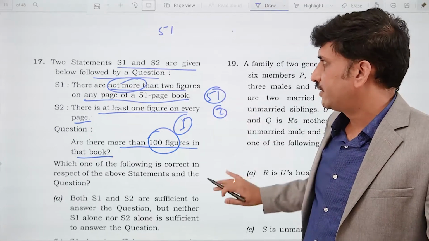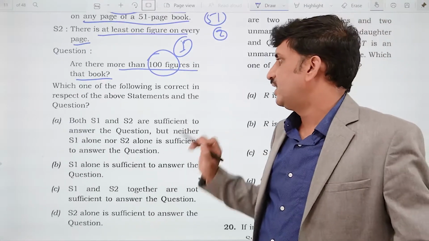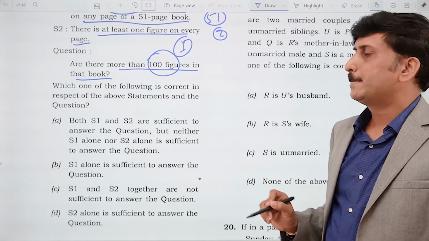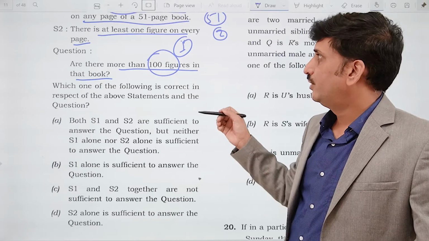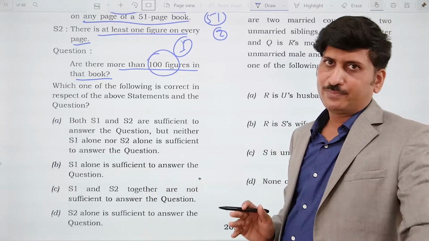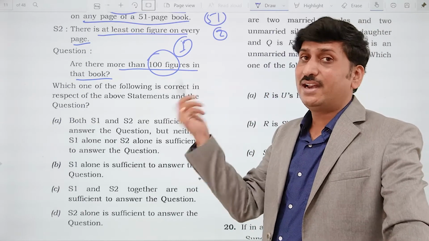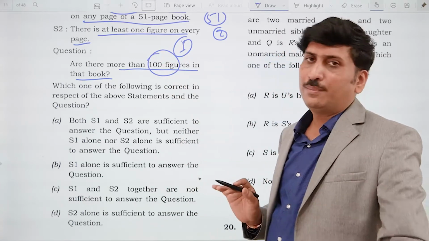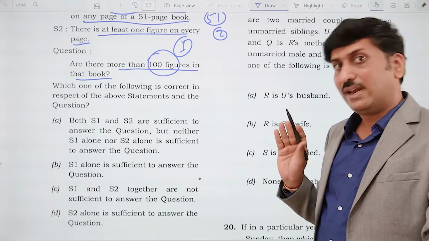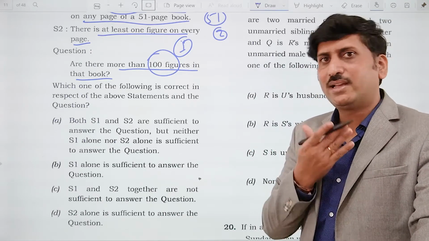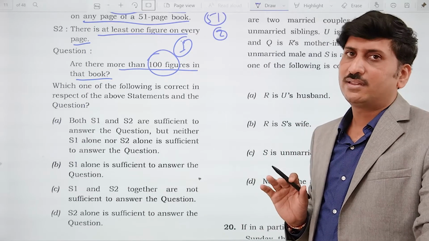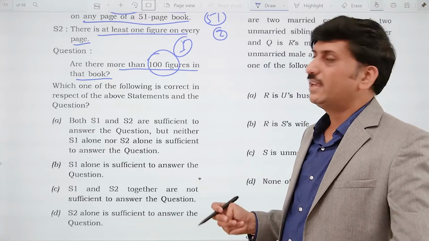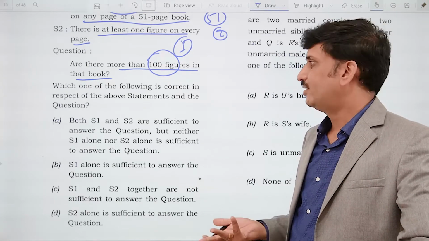So if you look at the options, both S1 and S2 are sufficient to answer the question, but neither S1 alone nor S2 alone is sufficient to answer the question. We cannot say that, because if on every page 2 diagrams are there, it can be 102, more than 100. And there is at least one figure on every page. Guaranteed we can say 51, but there is a possibility that on all the pages 2 diagrams are there. So it amounts to 102, 51 into 2. So how can you say whether it is more than 100 or not?